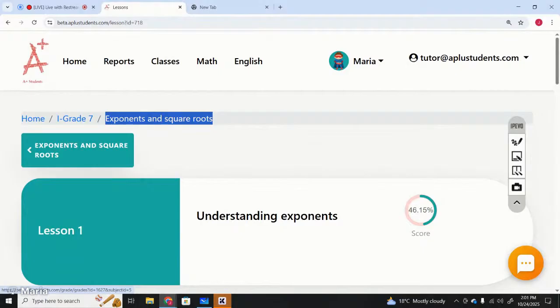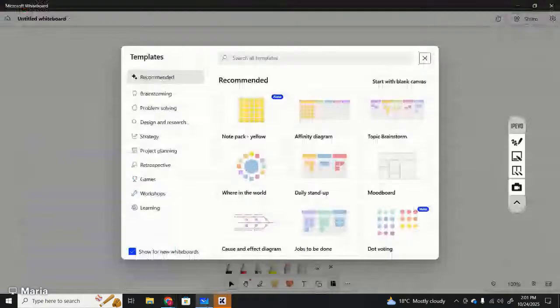We are here for grade 7 math. You can find all the lessons on aplusstudents.com.